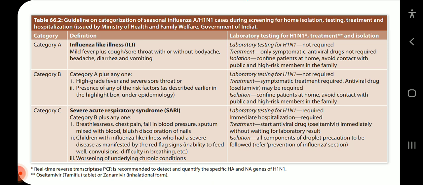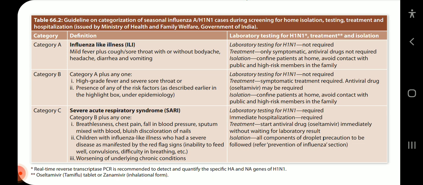Category A definition: influenza-like illness with mild fever, cough, sore throat, with or without body ache, headache, diarrhea, and vomiting. Lab tests for H1N1 are not required, treatment is only symptomatic, antiviral drugs are not required. Isolation: confine the patients at home, avoid contact with public and high risk members of the family.